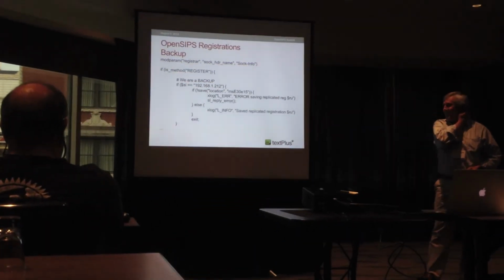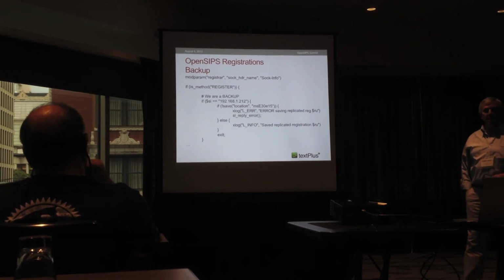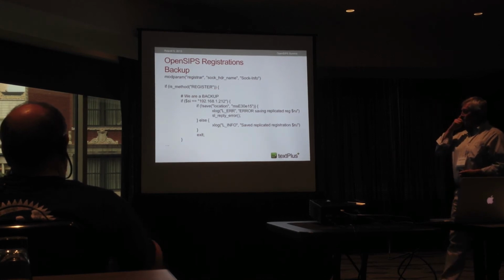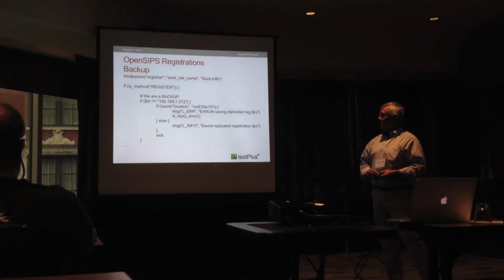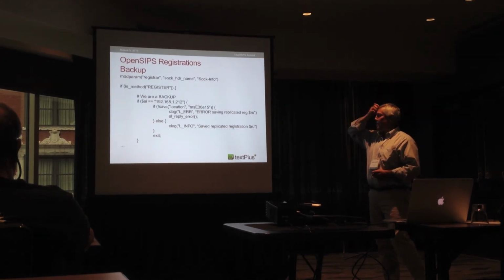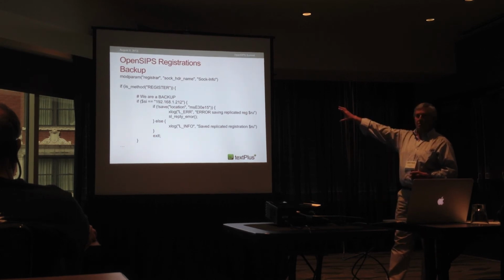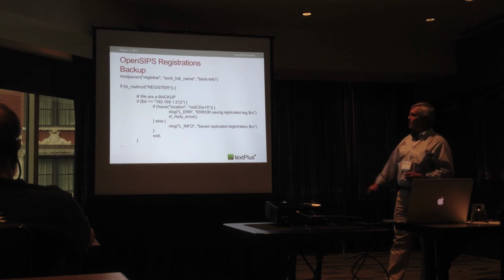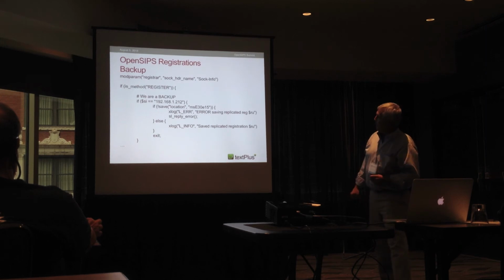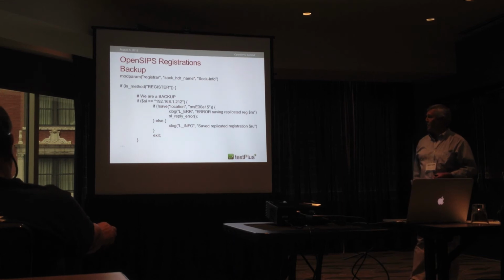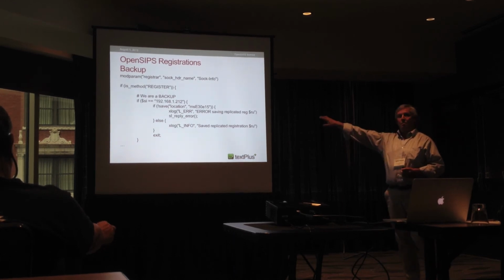An example config snippet for registrations. And again, this is going to be on the web, so you don't need to write it down. You want to save your socket information, and I'm not going to go through every line here. Obviously we're trapping just register requests, and then we save the location locally. If we're the backup, we save the registration locally, and we do specify a couple of parameters here.